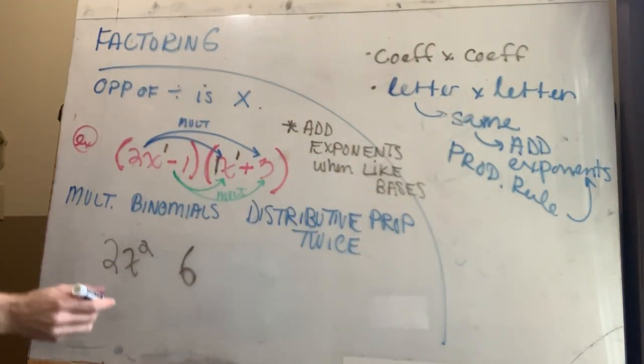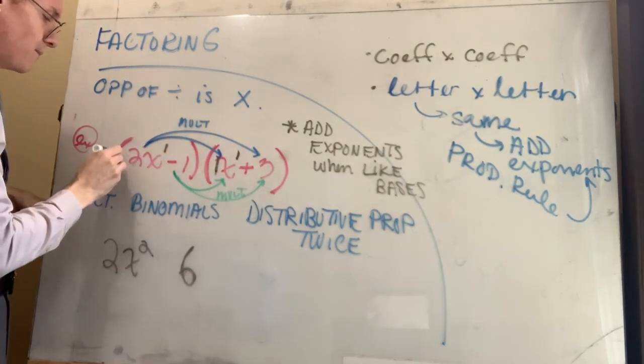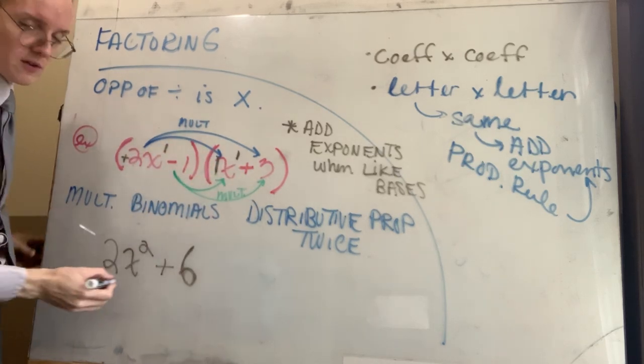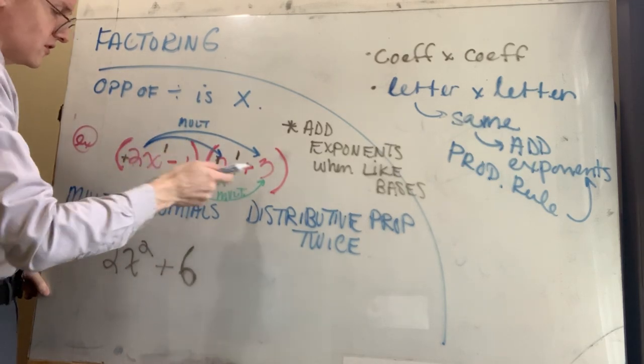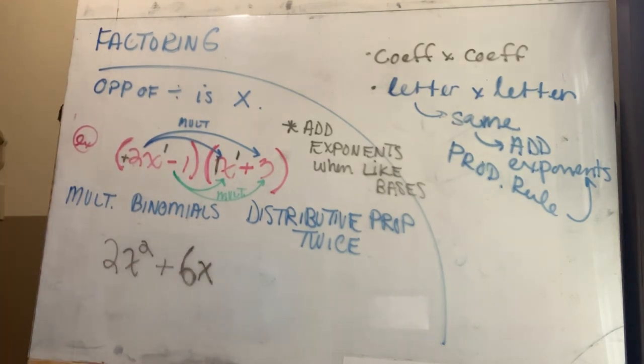All right, so back to work here. 2 times 3 is indeed 6. This is a positive 2. And this is a positive 3, so it's a positive 6. All right. And then since this is just x, it maintains just that letter, and that status is being degree 1.